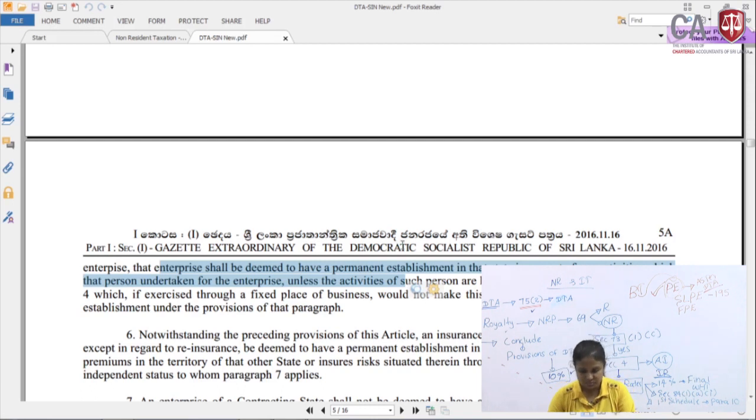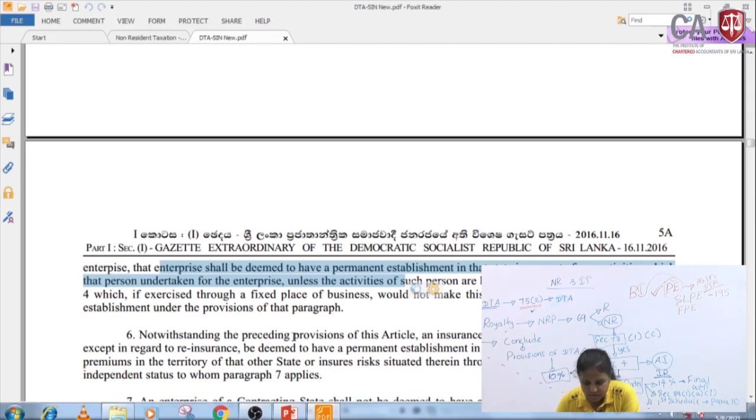Clear? I am not just reading the treaty, I am taking the treaty and comparing it with the Inland Revenue Act provisions, and what you have learned I am going to link to this. Therefore, before this, please download the treaty and please refer to this. This is for your own benefit, okay?